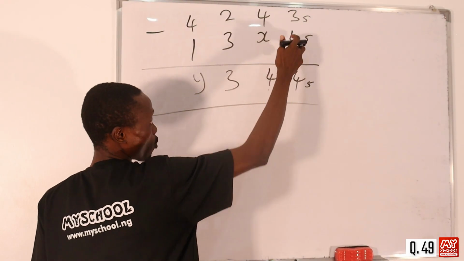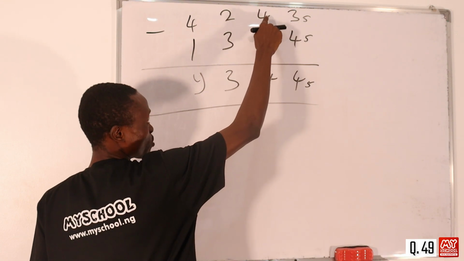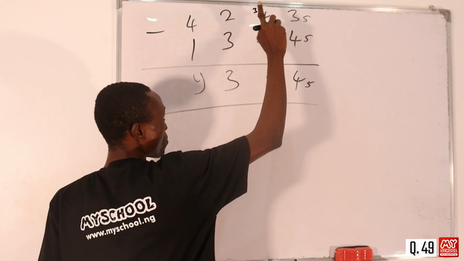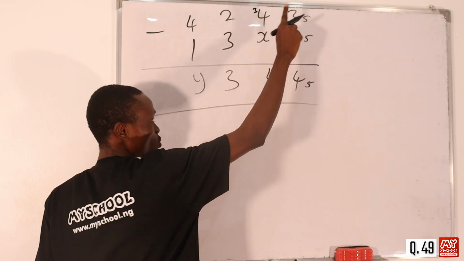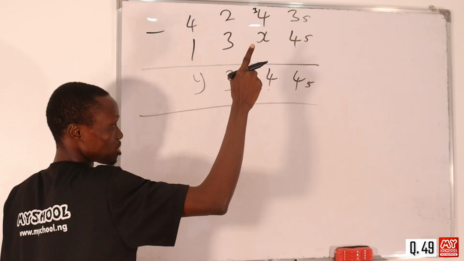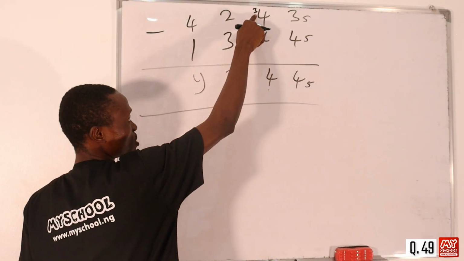So 3 minus 4 cannot. So since we are operating in base 5, we borrow 1 from here. So if we borrow 1 from here, we now have 3 left here. So that one that we borrowed, since we are operating in base 5, is equals to 5. So we'll add it to this 3. That will now be equals to 8. So 8 minus 4 will give us 4, which is correct. Now we have 3 left here.